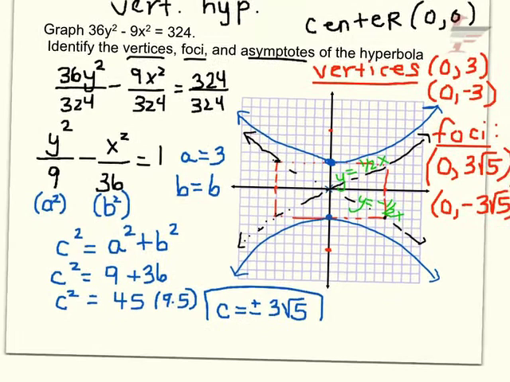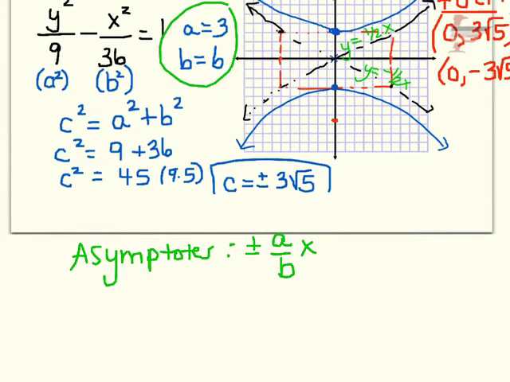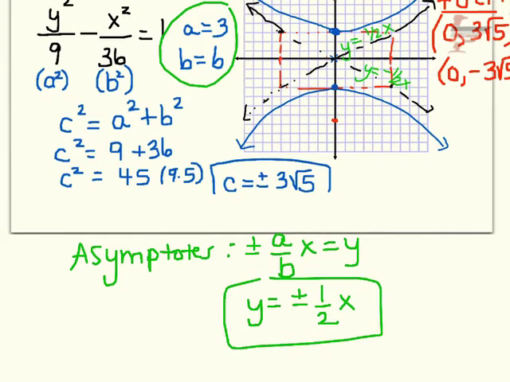Now, the other thing you can do is remind yourself that asymptotes, if it's in the y direction, are going to be plus or minus a over b times x. Well, my a is 3, my b is 6, from up here. So my asymptotes are going to be y equals plus or minus 3 over 6, which is 1/2 x. And done deal.